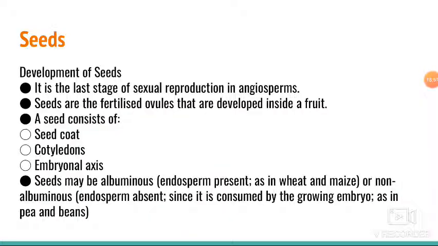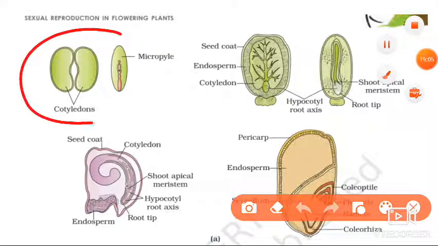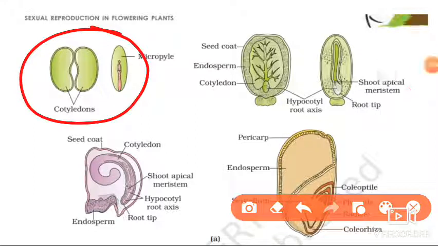Please remember those. And here they have given the diagrams. I am going to show them here. You can see here, this is the bean, you can say pea plant or bean. There is no endosperm remaining here. They have not labeled any endosperm, only cotyledons are labeled here. There is only the remaining of the cotyledons, there is no endosperm.